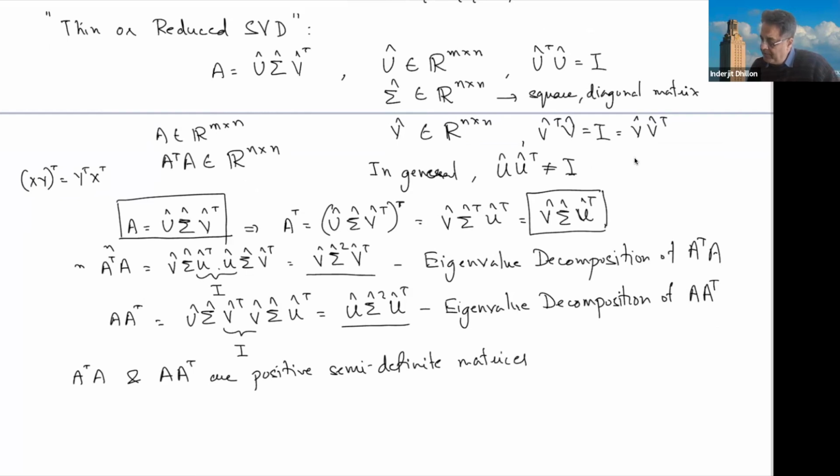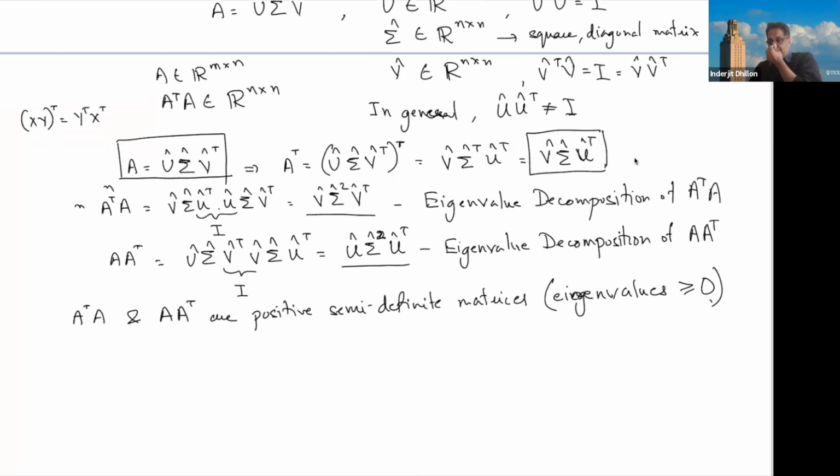Okay, and that becomes clear from here, right? Because there's a square over here. So that means their eigenvalues are greater than or equal to 0. Okay, so that's when I said, the singular value decomposition is the Rolls-Royce of all matrix decompositions.